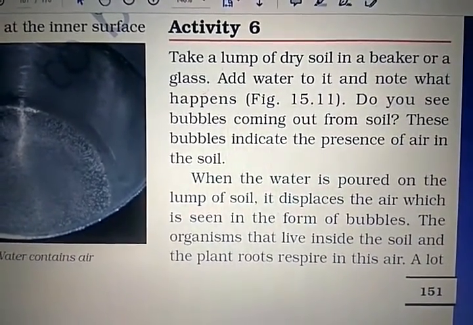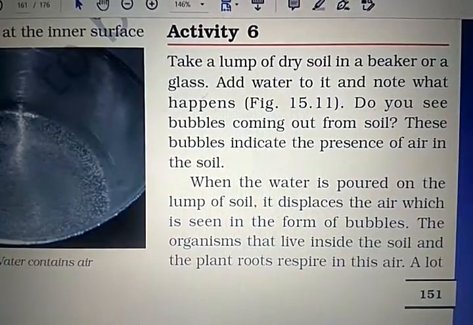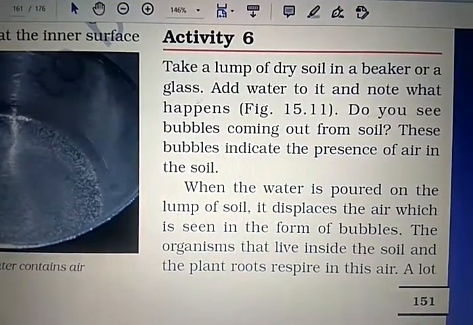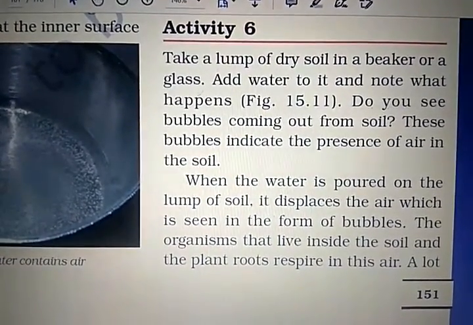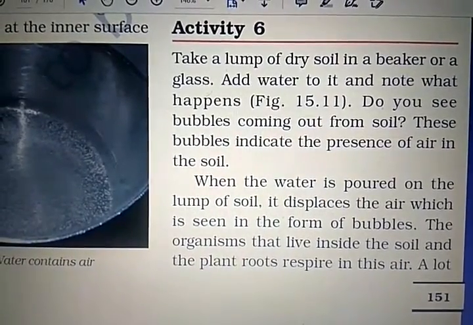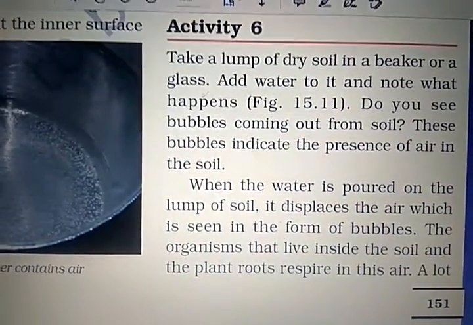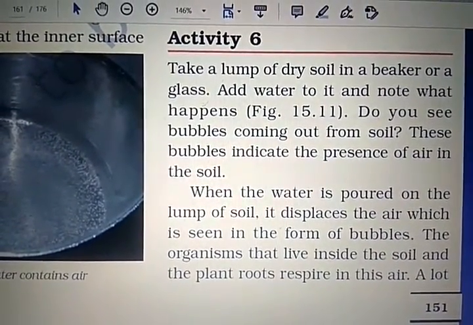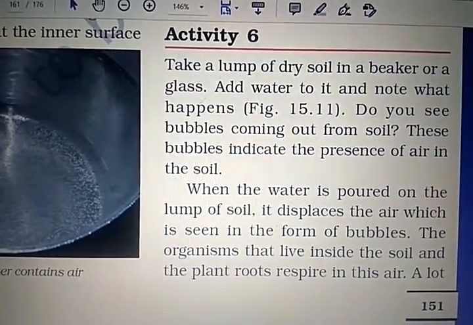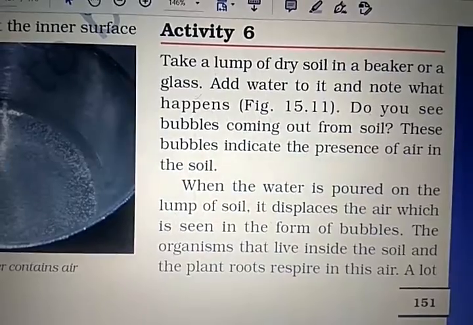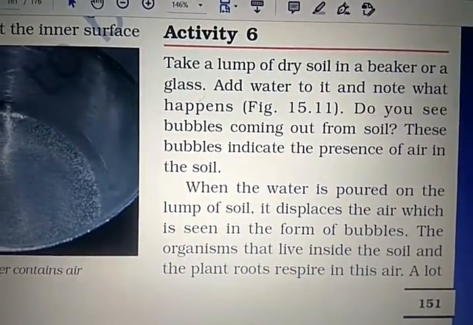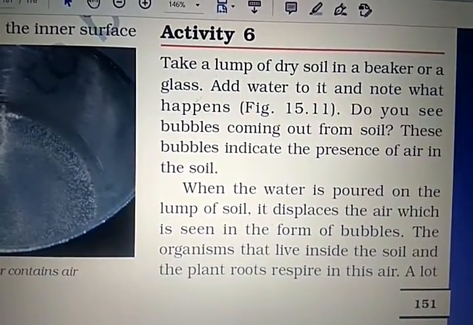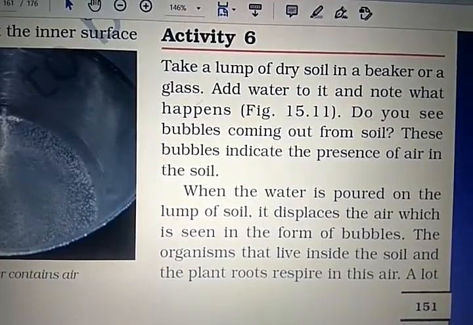Now activity number 6. Take a lump of dry soil in a beaker or a glass and add water to it. Note what happens. Do you see the bubbles coming out from the soil? These bubbles indicate the presence of air in the soil. So in soil air is present, and in water air is present. When the water is poured on the lump of soil, it displaces the air, which is seen in the form of bubbles. The organisms that live inside the soil and the plant's roots respire in this air.